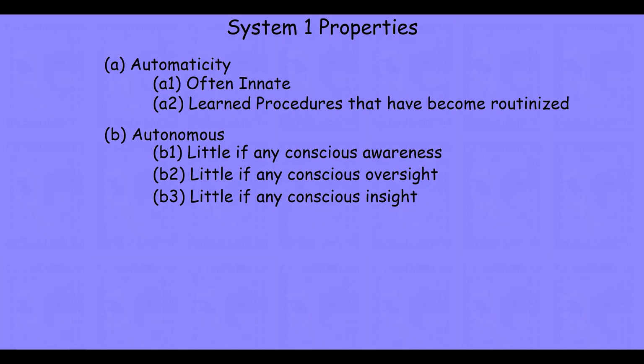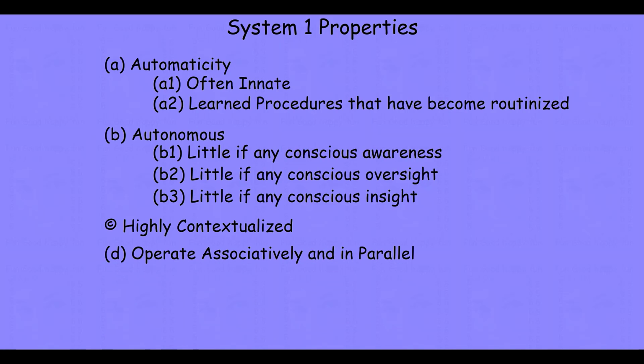So we don't really know how it is we solve the problem exactly. Next, these systems are highly contextualized. That is, the information that is most often used is information about content, the specific features of the problem, the actual things you're trying to solve the problem about, and context, the way in which the situation presents those features to you. They operate associatively and in parallel, so they tend to be associative processes as opposed to serial and logical processes, and they tend to be pretty fast.